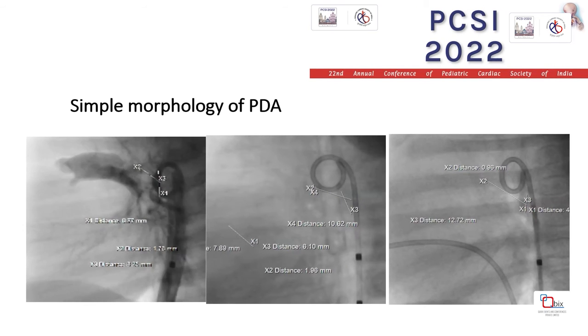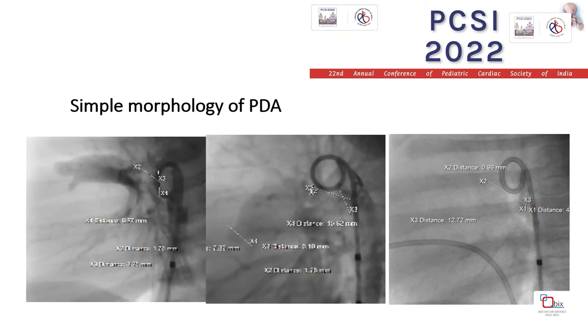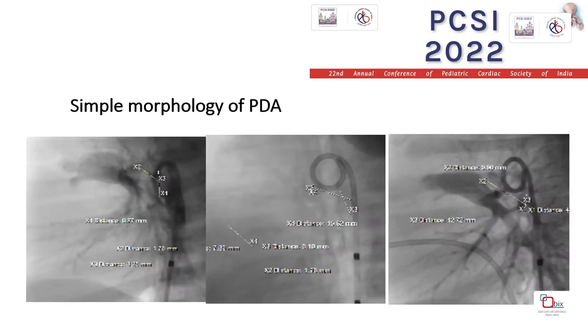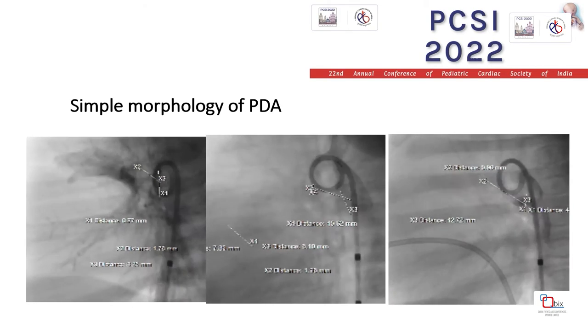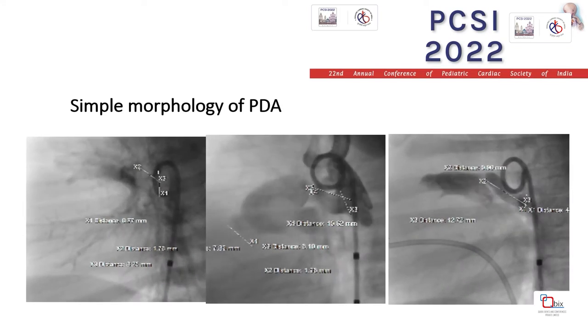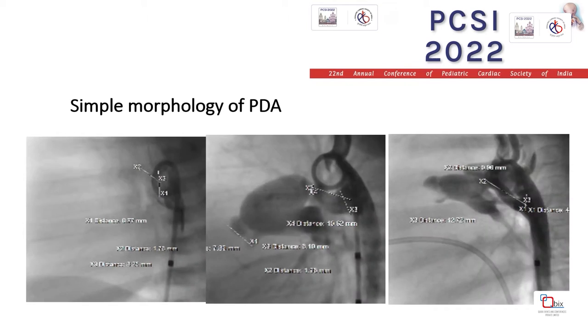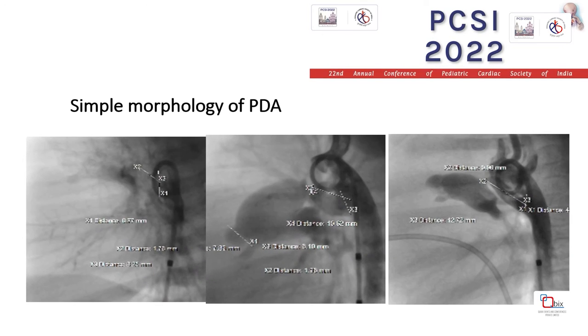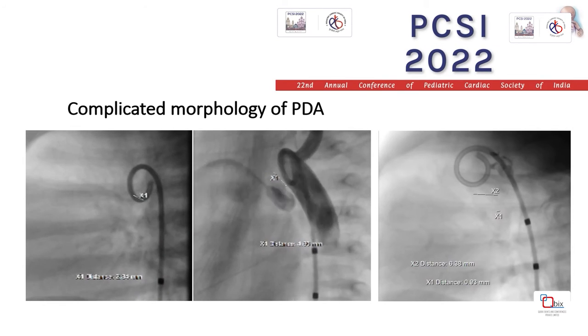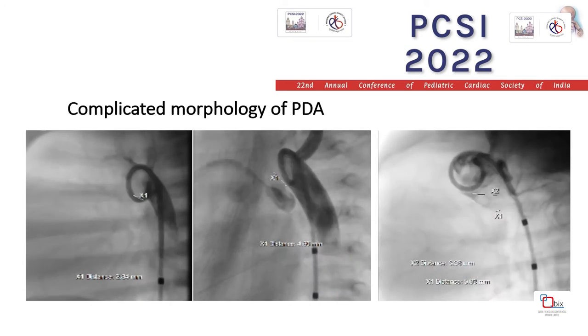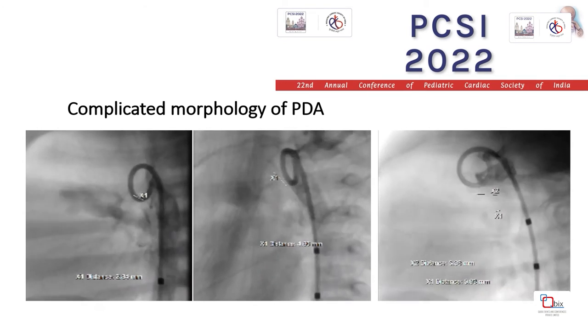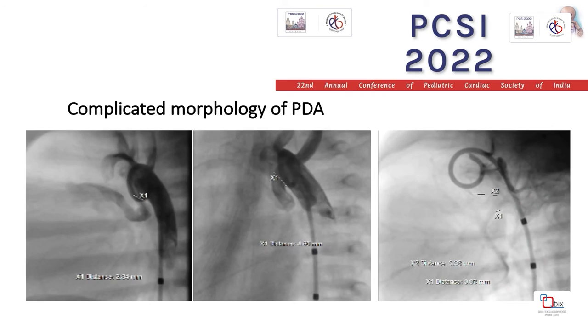The simple morphology for PDA stenting is a PDA arising from the descending aorta, very straight and easy for crossing the guidewire, advancing the sheath, advancing the guiding catheter, and stenting. The complicated morphologies of PDA for stenting are the vertical PDA and the very tortuous PDA.